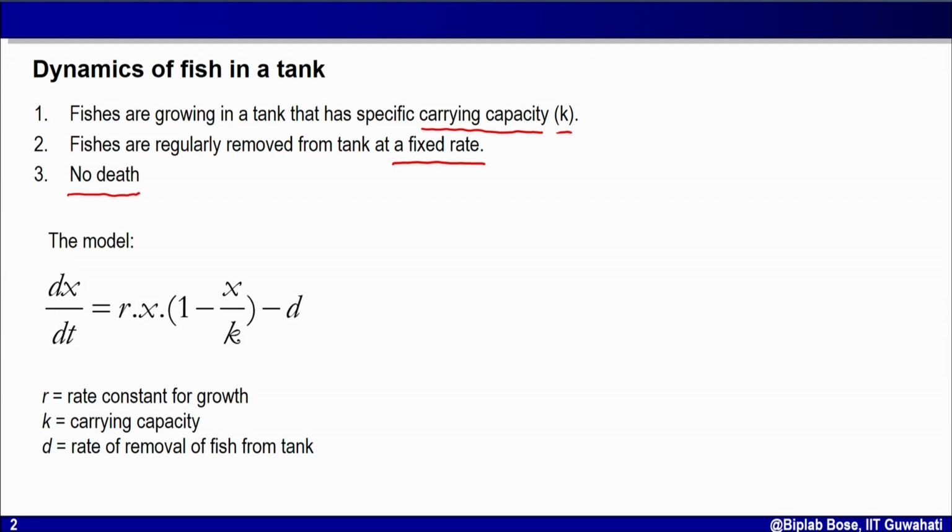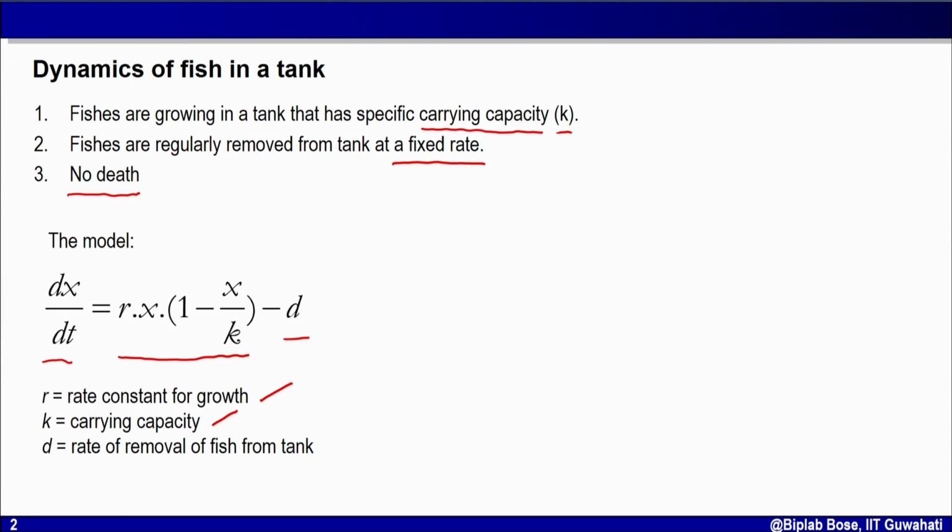So I can write an ODE to represent the dynamics of the fish in the tank as given here. x is the size of the population of fish. So dx/dt, the rate of change in the population of fish, is equal to R times x times (1 minus x by K). You can recognize this first part is nothing but the logistic growth model. So R is the rate constant for growth of the fish, K is the carrying capacity, and x is the population size. Minus d. d is the rate of removal of fish from the tank and it is a constant rate.